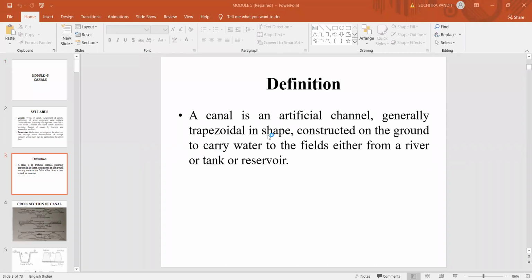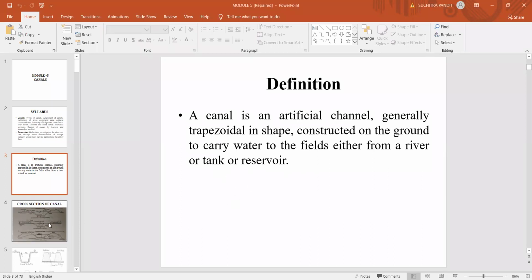Generally, it is trapezoidal in shape and constructed on the ground to carry water to the fields, either from a river or a tank or a reservoir. So in your extensive survey project, you have carried out the alignment of canal from the new tank on either side, that is left bank canal and right bank canal.